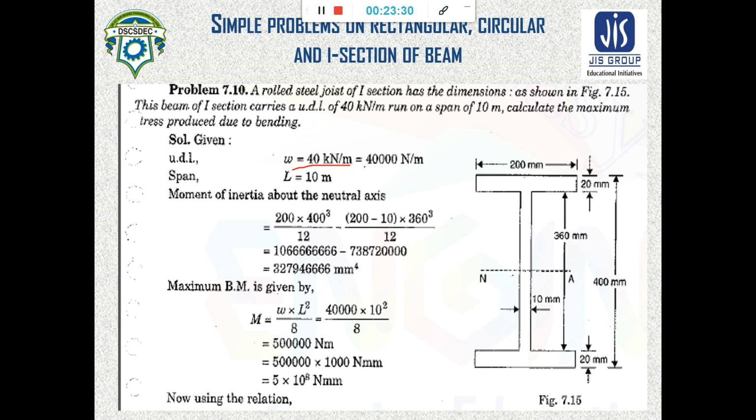So that means 40,000 Newton per meter, and the span is 10 meter. So moment of inertia about the neutral axis. This moment of inertia is the moment of inertia of the I section.